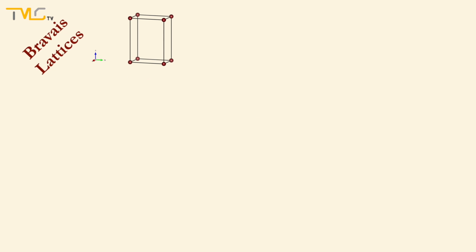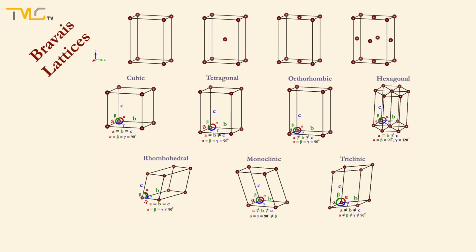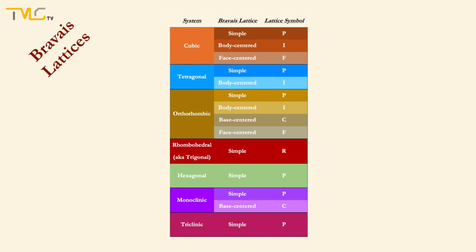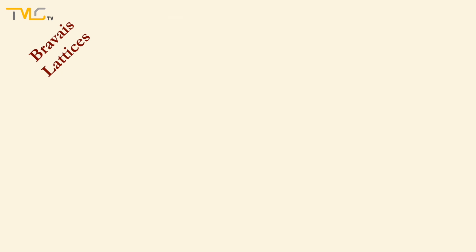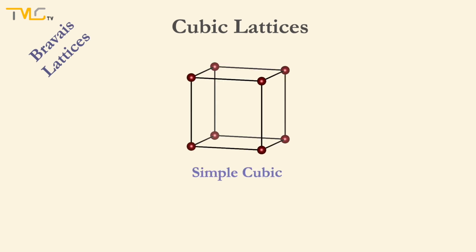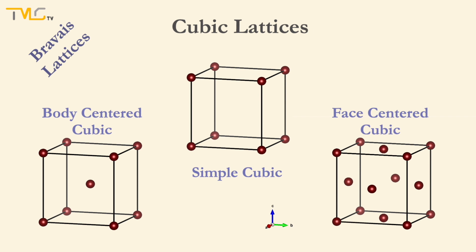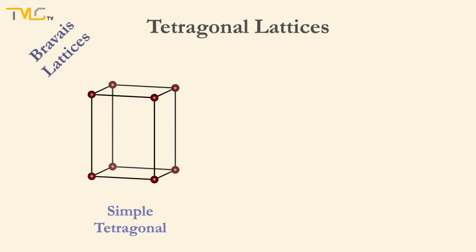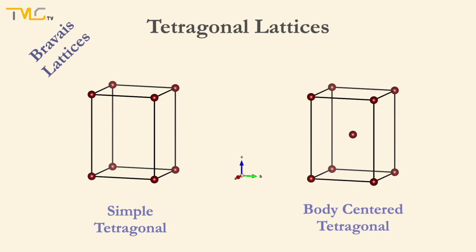By using these 4 different structures and previously shown 7 different crystal systems, Bravais lattices were developed. And after eliminating the repetitive lattices, 14 different Bravais lattices in total for cubic, tetragonal, orthorhombic, rhombohedral, hexagonal, monoclinic, and lastly triclinic systems are defined. Now let's take a look at these Bravais lattices. For cubic lattices, we have simple cubic, body-centered cubic, and face-centered cubic structures. When we look at the tetragonal structure, we have simple tetragonal and body-centered tetragonal Bravais lattices.